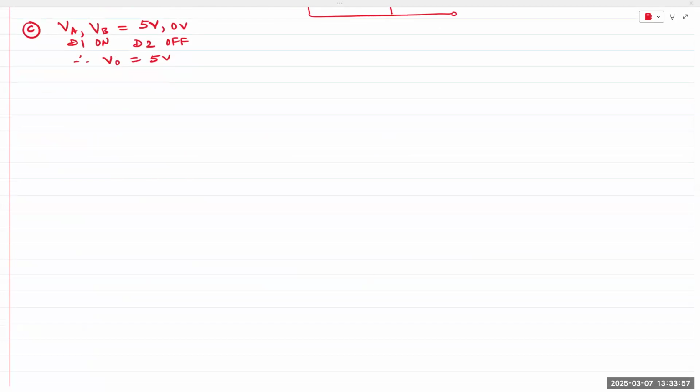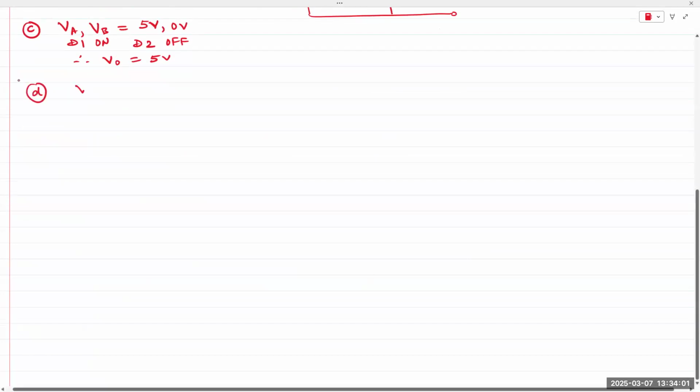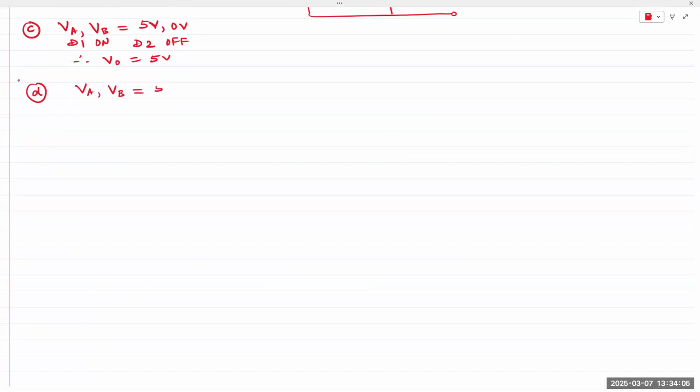Okay. And the last condition, VA and VB are both connected to 5 volts, meaning both diodes are on, and therefore V out stays at 5 volts.